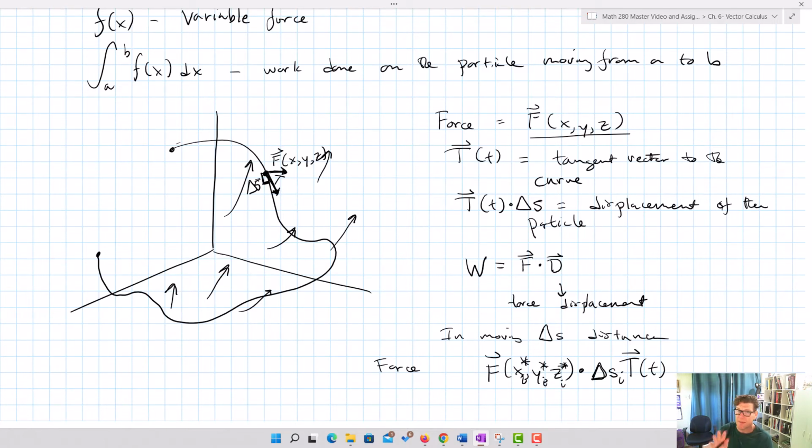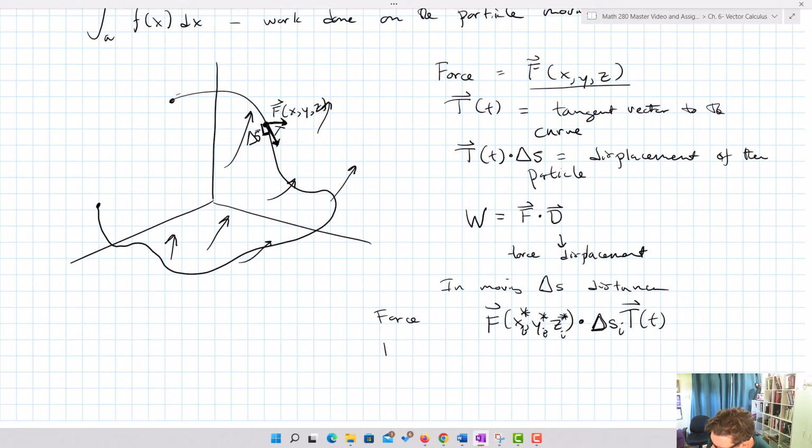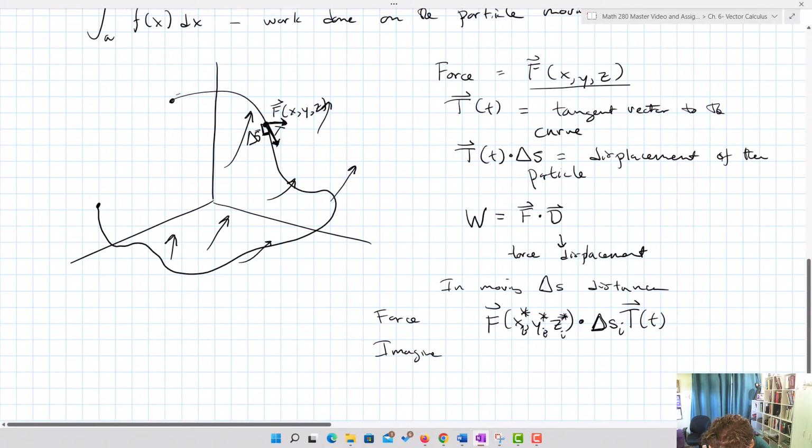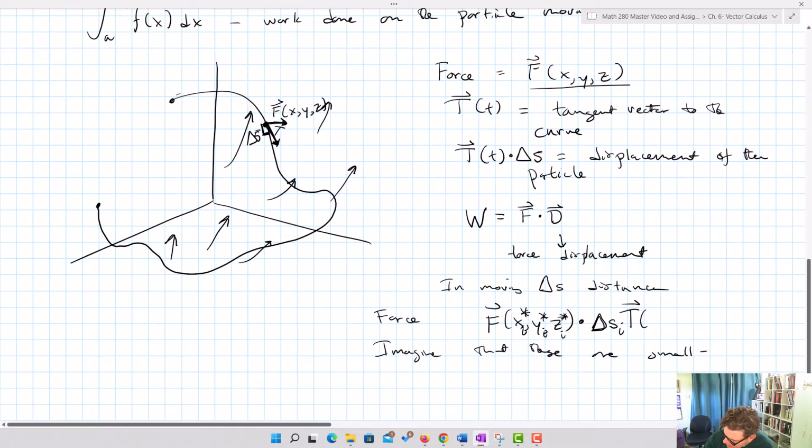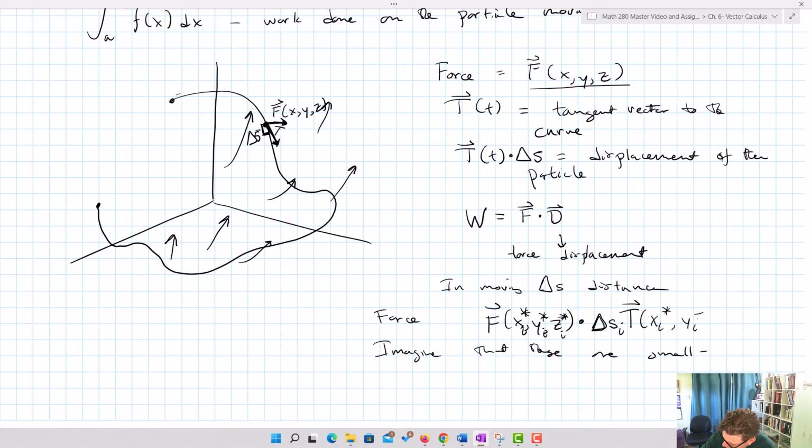Remember, it doesn't matter actually how long that piece is. What we're going to do is imagine that these are small, and then, like we've been doing with every other integral, we're going to add them all up. We're just going to accumulate all of them. Oh, I guess we should call this T of t. We're going to rewrite that as x_i star, y_i star, z_i star, because that's just the tangent vector there.